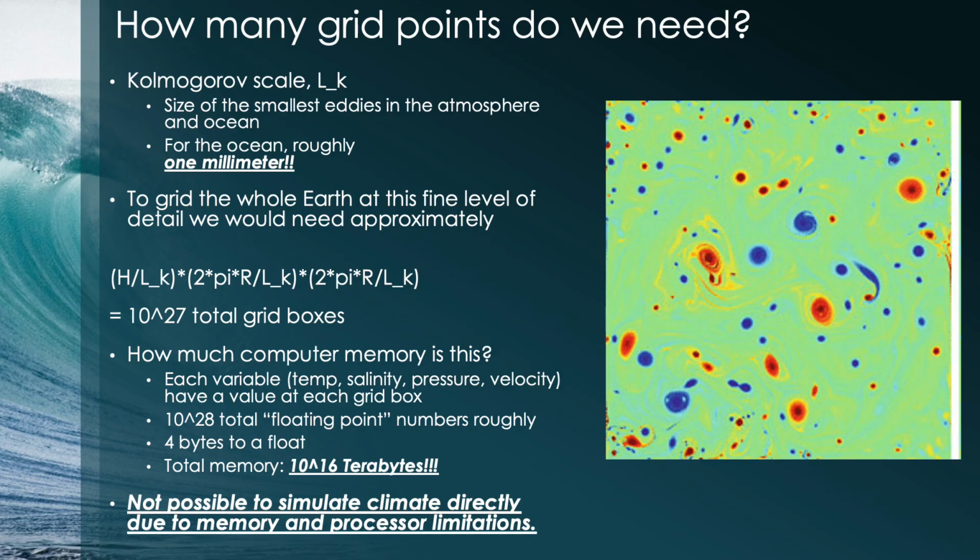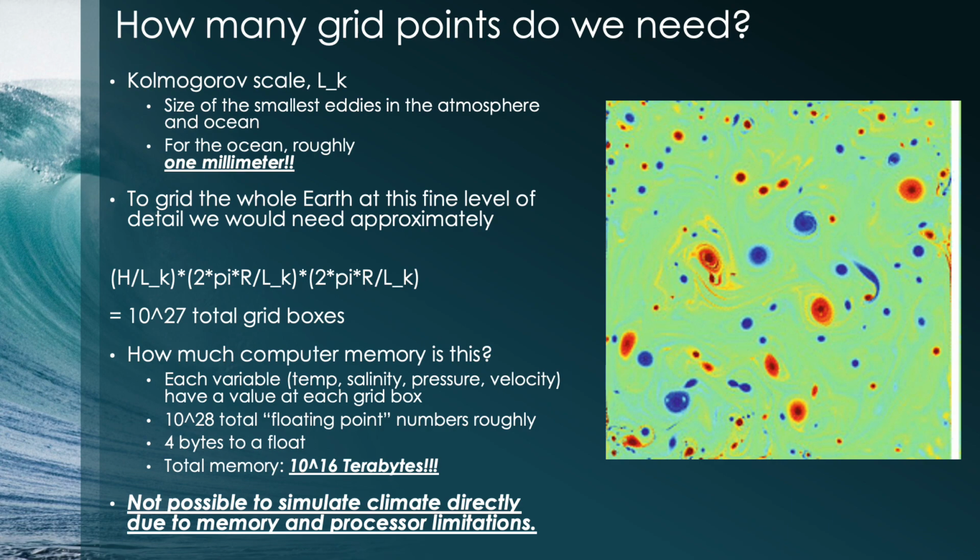Each one of those numbers on a computer takes up 4 bytes of memory. We don't normally talk about bytes anymore because it's such a small unit, but fundamentally, a single number on a computer in memory takes 4 bytes. And if we have 10 to the 27 grid boxes, 4 bytes in a number, and a bunch of numbers, temperature, salinity, we need to have in each grid box, that works out to about 10 to the power of 16 terabytes. 10 to the 16 terabytes.